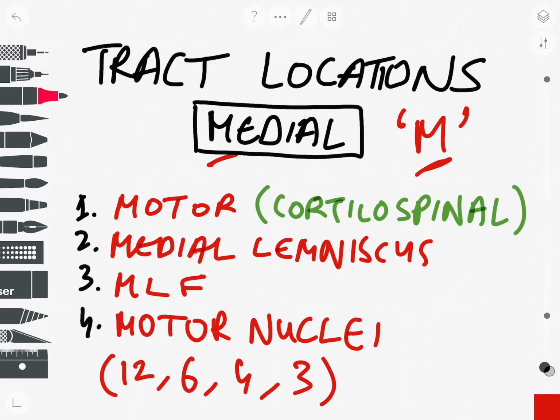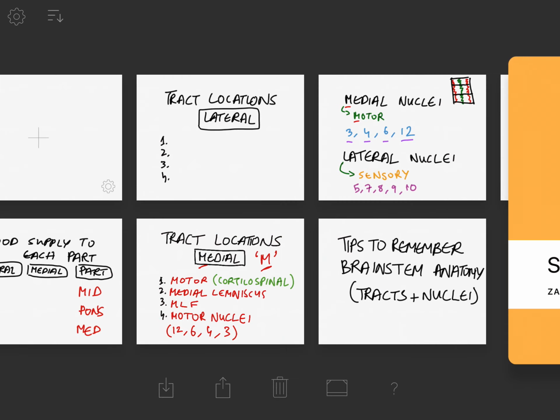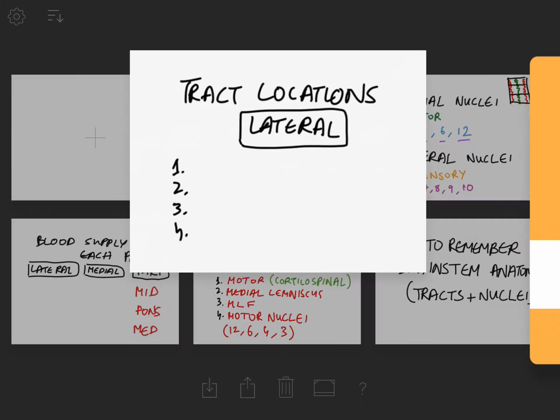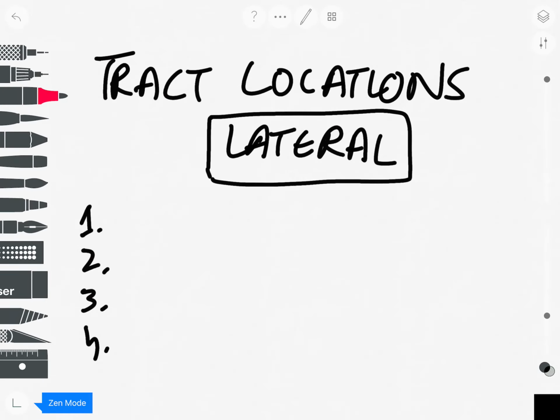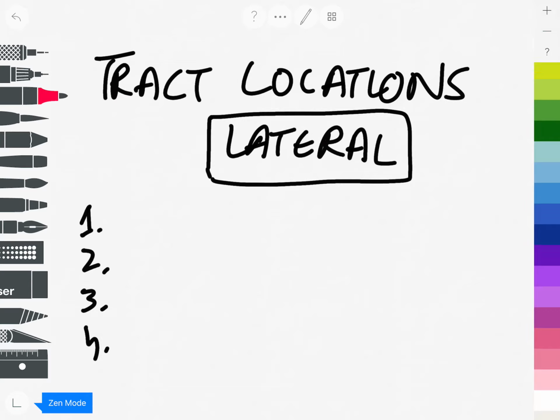hypoglossal nerve, which is CN12. You have the corticospinal tract. You have involvement with the medial lemniscus as well. And all you need to know is these 4 things, and it helps, and you don't really have to learn that condition. Next, you have the tract locations for the lateral stuff.